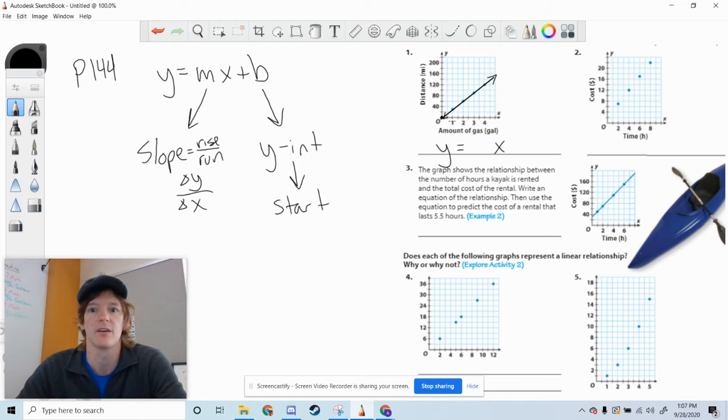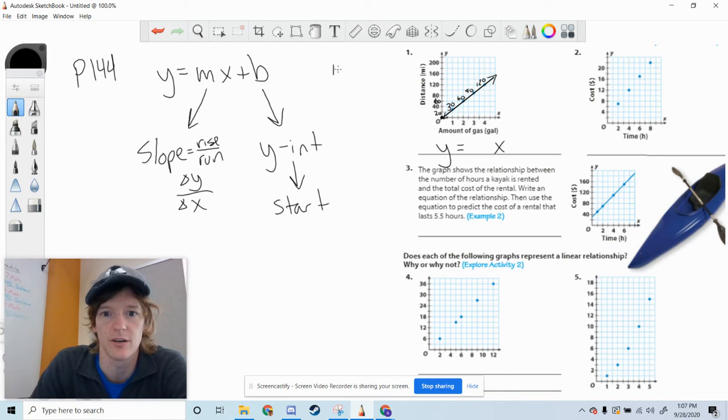Let's check it out. For 1, I'm at 30 because it's counting by 20s, 20, 40, 60. So it's in the middle of 20 and 40, so that's at 30. At 2, we're at 60. At 3, we're at 90. At 4, we're at 120.